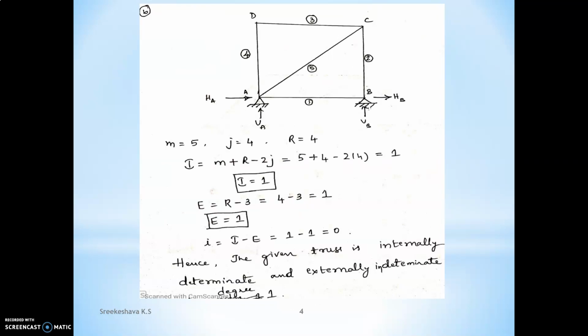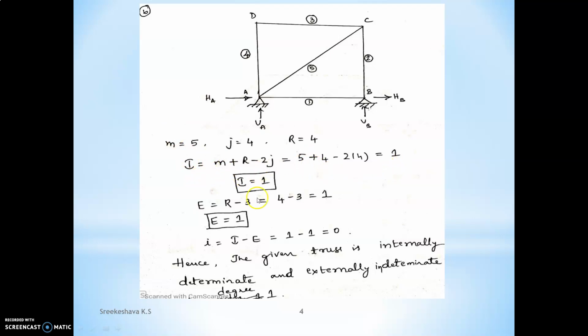In this second problem, how many members are there? Just count the members: 1, 2, 3, 4, 5. Totally, there are 5 members. How many joints are there? Similar to the previous problem, there are 4 joints: A, B, C and D. How many external support reactions are there? At A, there is a hinge joint, therefore 2. At B, also a hinge joint, 2. Totally 4 support reactions. Now substitute these parameters in the final equation m plus r minus 2j.